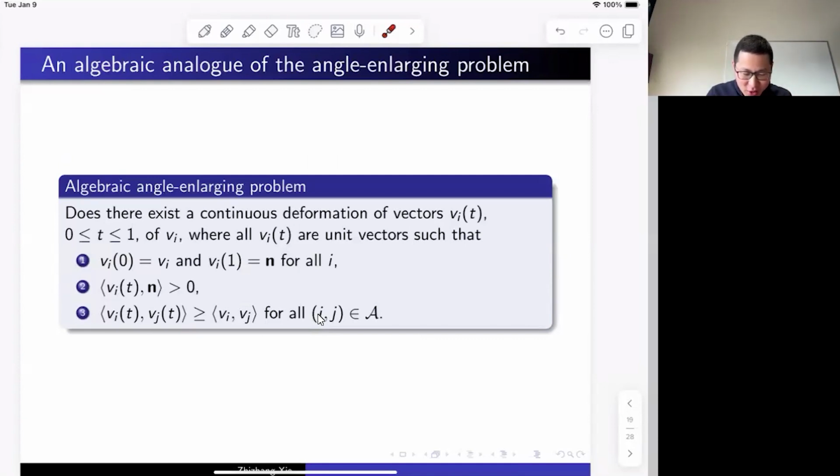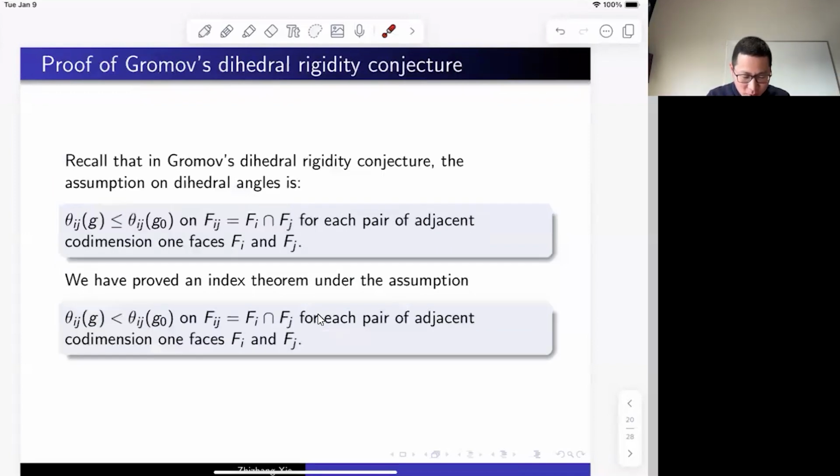Now, strictly speaking, even this algebraic angle enlargement problem is still open in this form. Luckily, for the index theorem itself, we don't really need this algebraic angle enlargement problem. What we really need is the stable version, because for the index theoretic computation, you can just cross some extra intervals and so on and so forth. That actually makes this problem easier, and that's what I hope to explain.